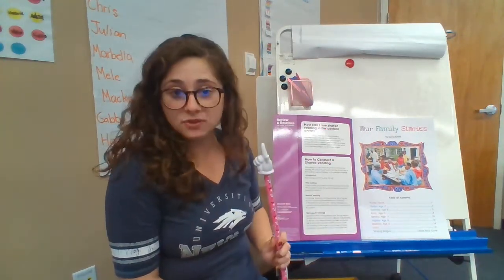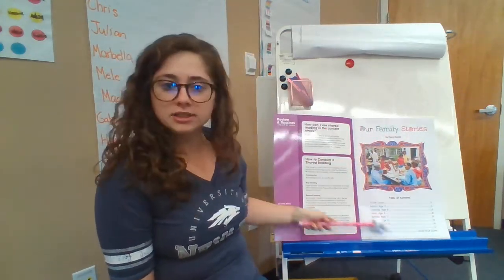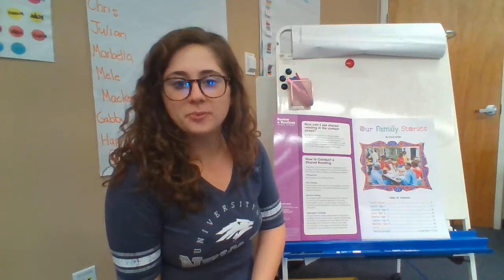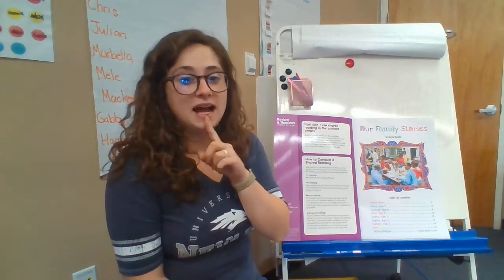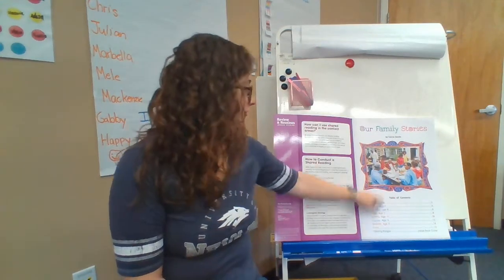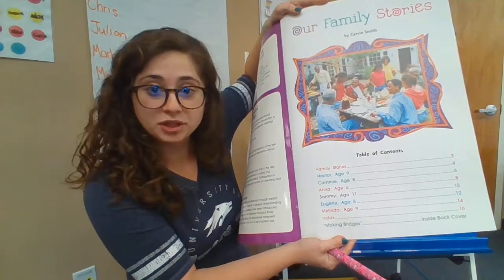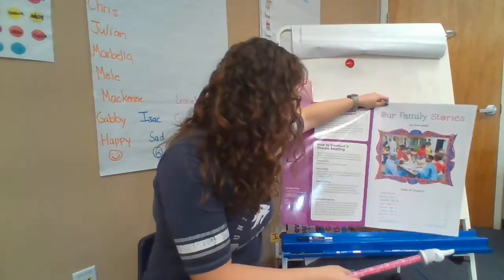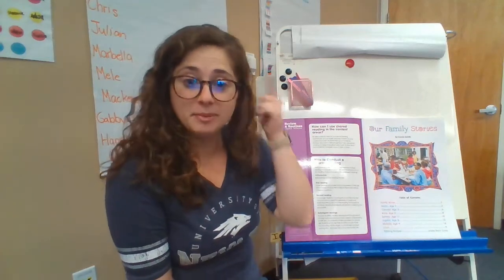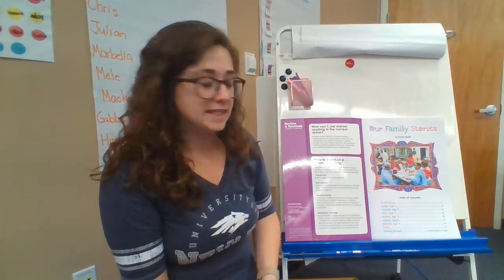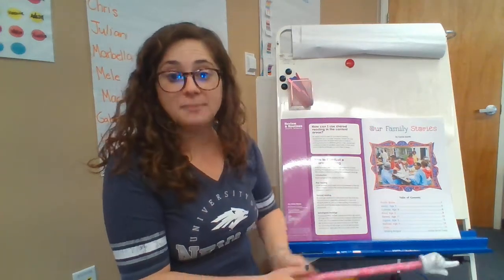But before we do that, do you remember what this part of the book is called? Remember, it's not the title page because this one's different. It has all the page numbers and the chapters on it. So this is called the table of contents. Do you remember that one? Table of contents. It shows us what page each chapter is on.